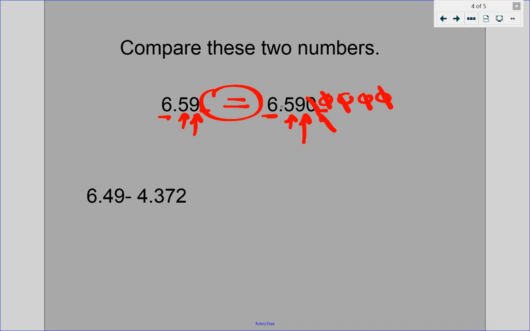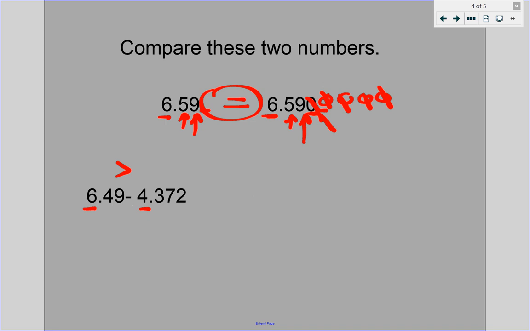6.59, 6.590, there is no value to that zero at the end. You can add them to the end, doesn't matter. Okay? If I were looking at these two numbers, and I wanted to know which one was larger, I have a 6 before the decimal point, and I have a 4 before the decimal point. 6 is greater than 4, so I would say that is greater than that. Even though this has more digits, it doesn't matter. First of all, it's what's in front of the decimal point, and that's where you start to look.